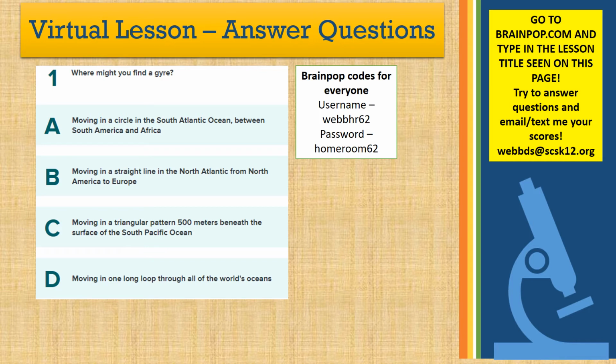Hey guys, were you able to answer this question? Where might you find a gyre? That's number one. A, moving in a circle in the South Atlantic Ocean between South America and Africa. B, moving in a straight line in the North Atlantic from North America to Europe. C, moving in a triangular pattern 500 meters beneath the surface of the South Pacific Ocean. Or is it D, moving in one long loop through all of the world's oceans? Tell me what you got.